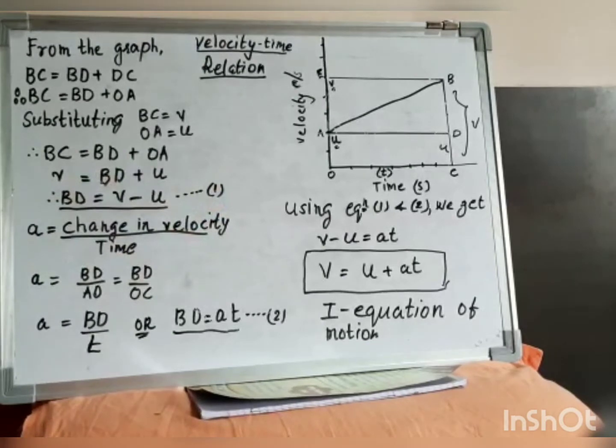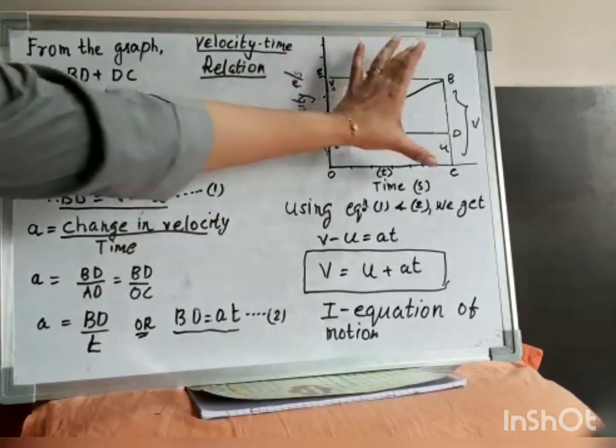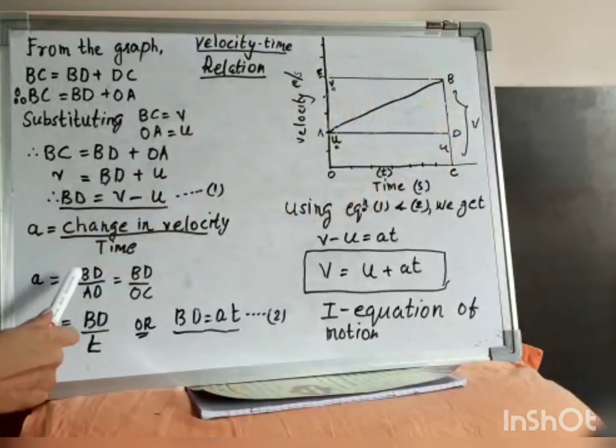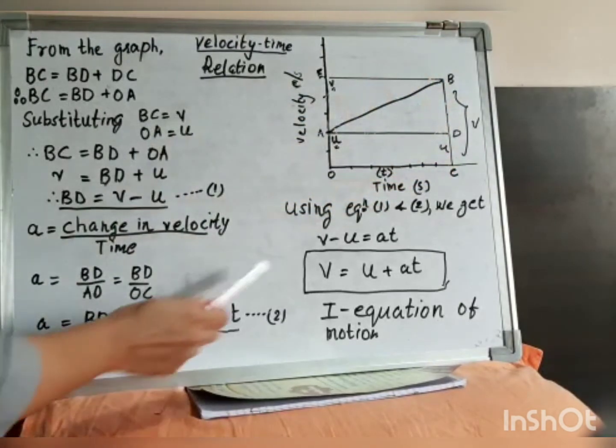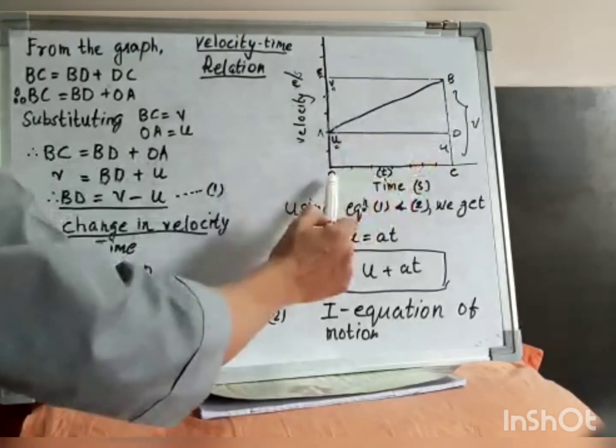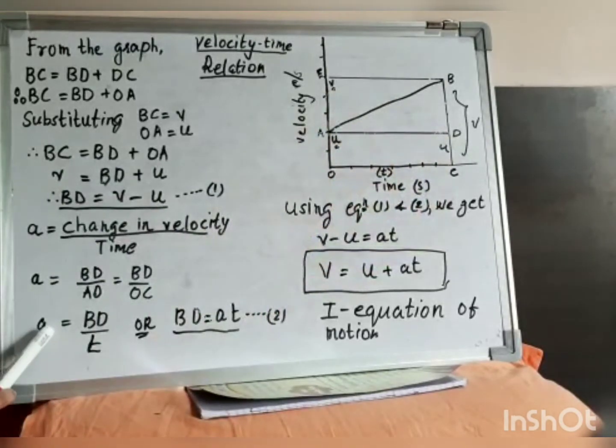Okay. Now, acceleration is equal to small a. What is the definition of acceleration? Change in velocity upon time. Now from this graph, the change in velocity is actually v minus u, which you get as BD. So BD upon the time taken, which is AD, or you can say BD upon OC, because AD is equal to OC. Now a is equal to BD upon time t.